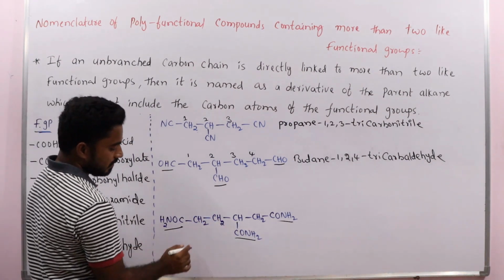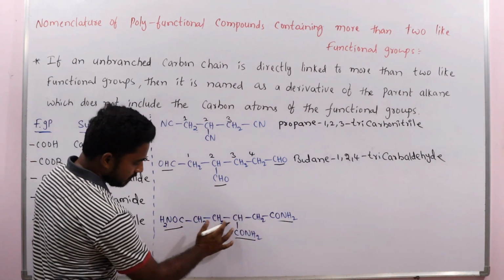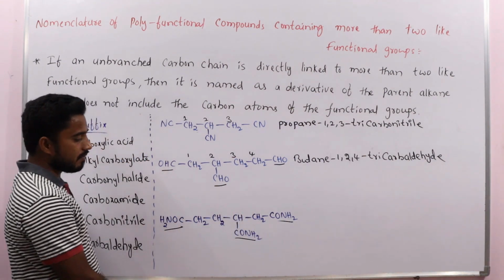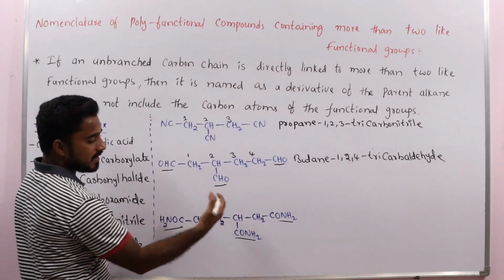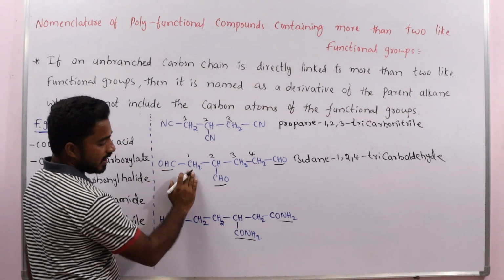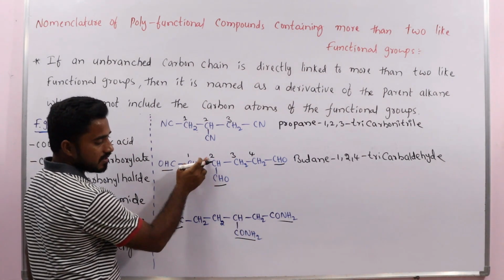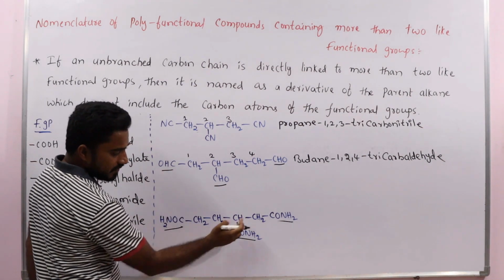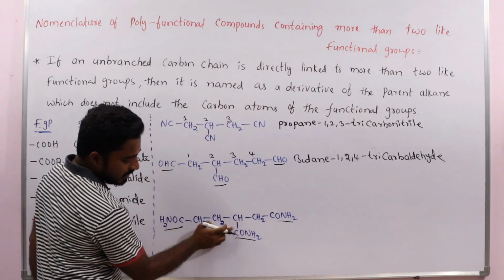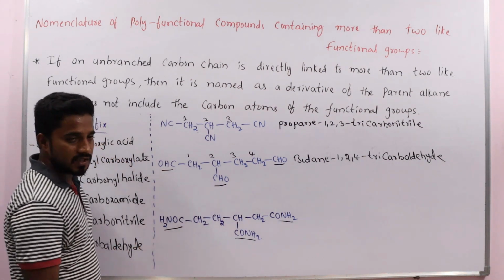Let's select the parent chain. This is the parent chain from here to here. Numbering from where we should start? From the right side. In the previous case we started from the left side because the CHO should get the least number. Here we have to start from the right side because the CONH2 should get the least number.